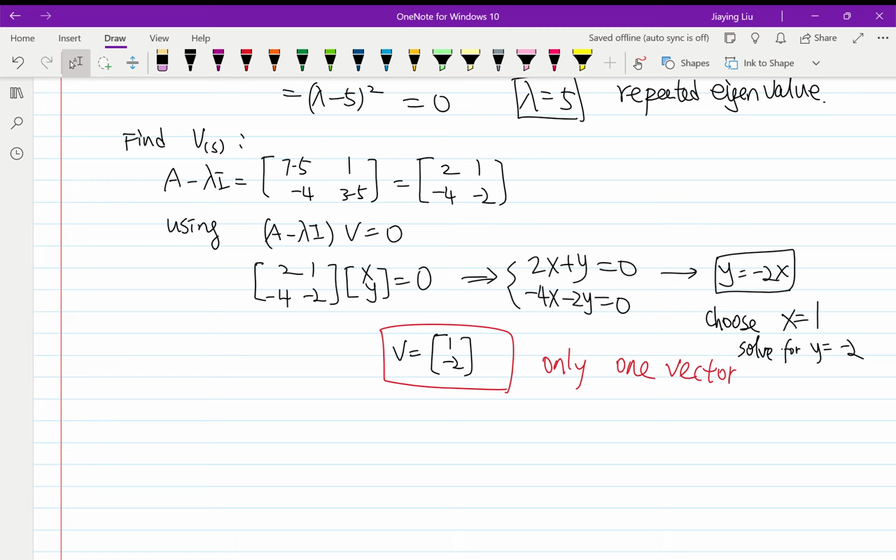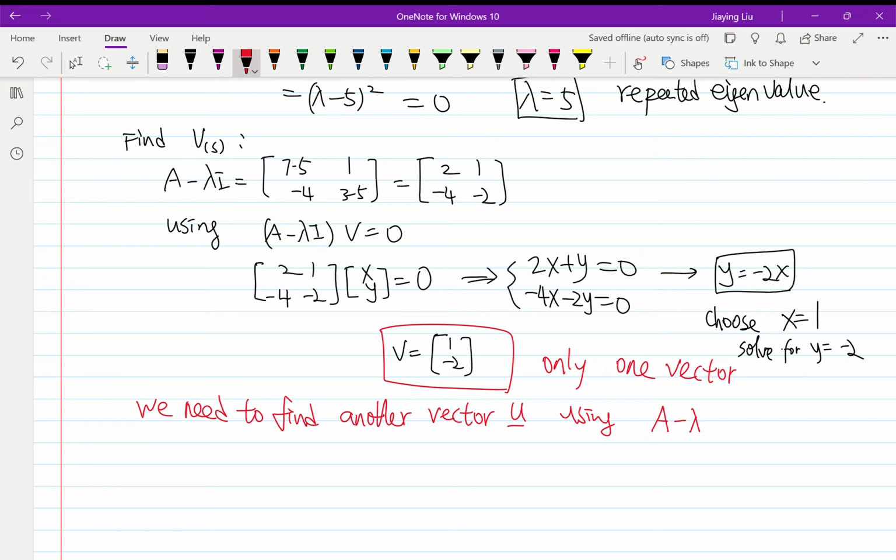Okay, so what do we do next? If we only have one vector, there's something important we have to do. We need to find another vector. Let's call that u, using A minus lambda I times u vector equals v. So instead of having A minus lambda I times v equals 0, or A minus lambda I times u equals 0, we say it equals v, the eigenvector we already found.